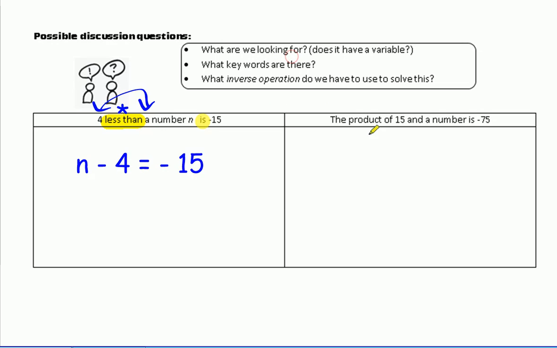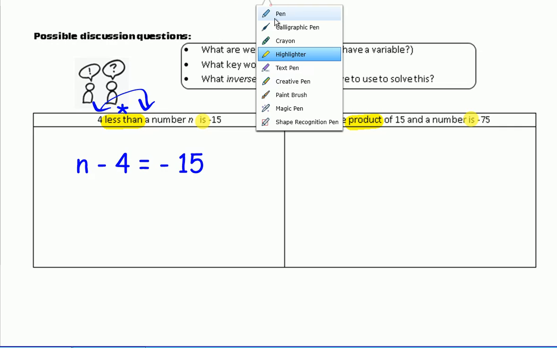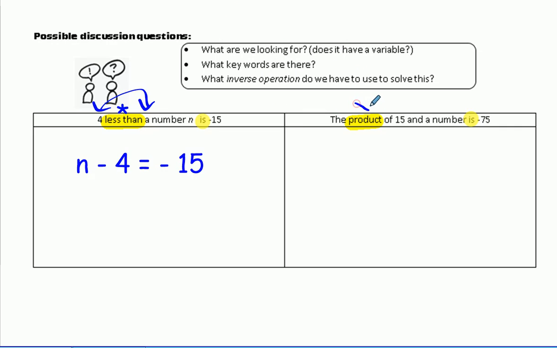Second one. Product is a clue word. And again, the word "is" is in there. So product means multiply, which you probably already knew. And is means equals. The product means multiply. So I don't want to see 15 with a times sign. Nope. If you are going to multiply by a number, I want to put that number right next to the letter.